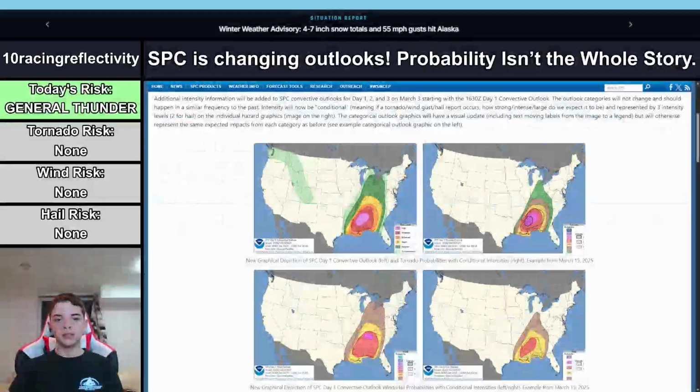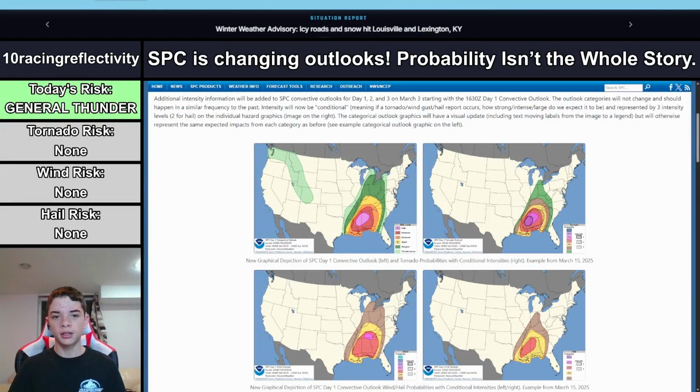new. The SPC states that additional intensity information will be added to the SPC convective outlooks for day 1, 2, and 3 on March 3rd, starting with the 1630Z Day 1 convective outlook. The outlook categories will not change and should happen in a similar frequency to the past.